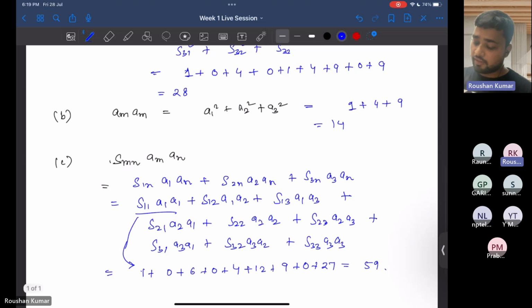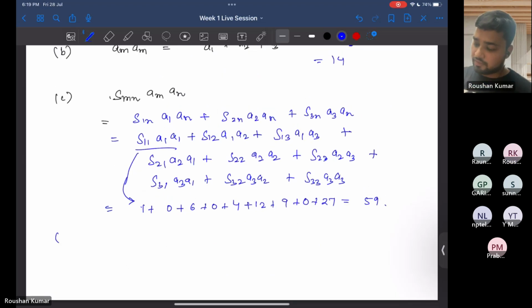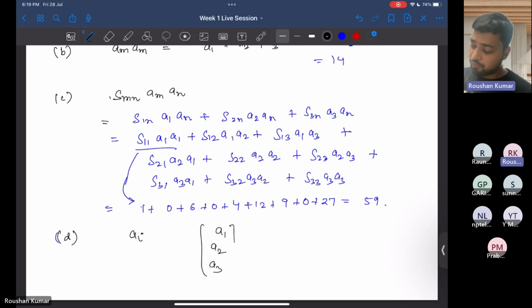Suppose I want to write another question: A_i, what does it mean? Here only one index comes, that is i. That means it's a free index. It doesn't mean summation. It basically goes over A1, A2, and A3. So there are three components of the A vector, that is A1, A2, and A3, and every vector is represented in a matrix form in this way.